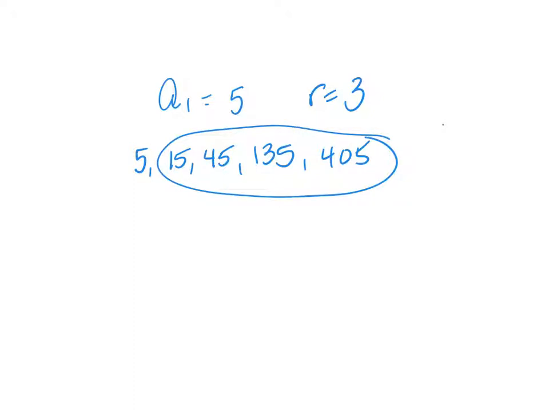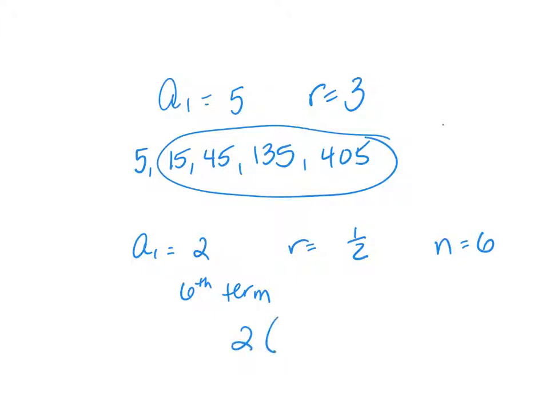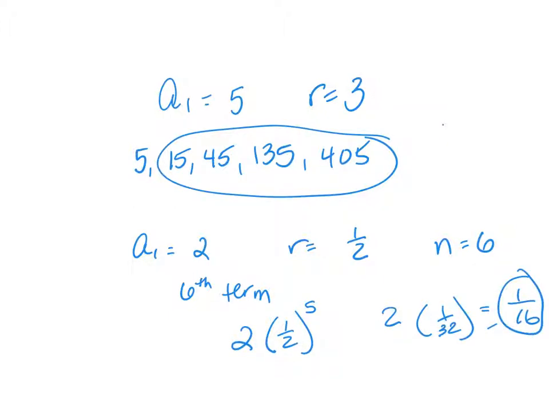Those are easy. If they want you to find the nth term, let's say they say A1 is 2 and R is 1/2, and they want you to find the 6th term. So instead of saying find the 6th term, they'll just say n equals 6, okay? And you're going to use that formula up there where you put the 2, then you put the R, 1/2, and then you have n minus 1, so it's to the 5th. So that's 2 times 1 over 32, which is 1/16, I believe. Somebody put that in the calculator.